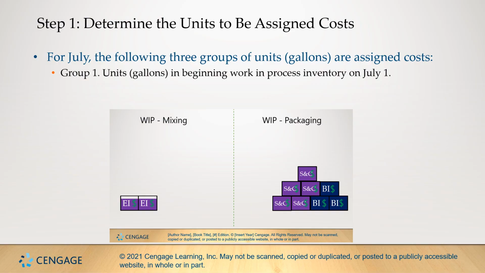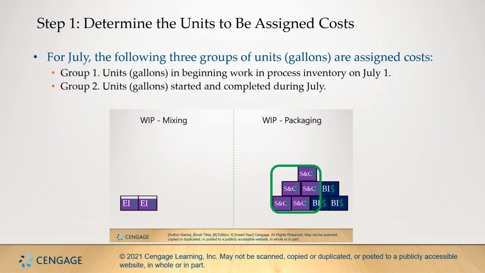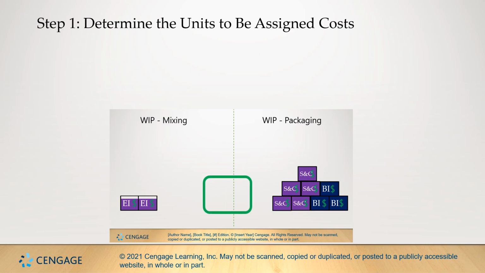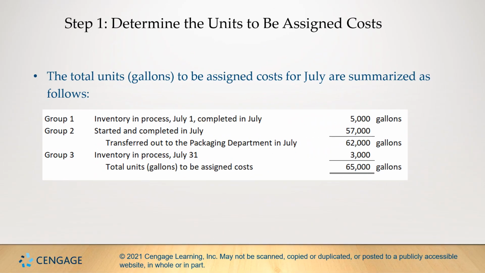Remember those 3 categories of inventory we said we would allocate costs among. Group 1, beginning inventory. Group 2, units started and completed. And Group 3, ending inventory. Our calculation is as follows. We start with our beginning inventory and add to it our units started and completed to arrive at units transferred out. Add to that sum our ending inventory, and we have our total units to be assigned costs.